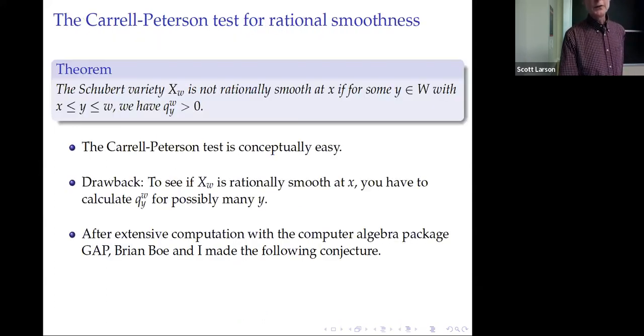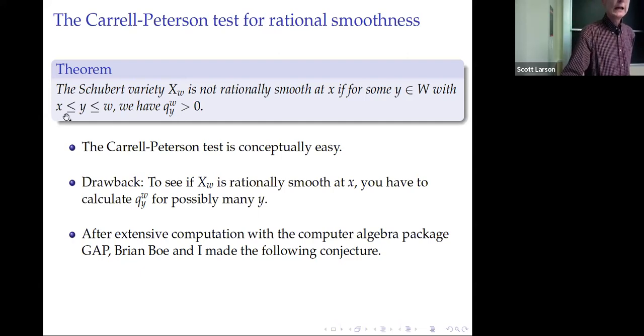So Carrell and Peterson proved the following theorem, which I'll state in terms of non-rational smoothness. XW is not rationally smooth at X if there's some Y in between X and W where QWY is positive. There are too many curves. So the way we think about it is that if it were smooth locally, it would look like a vector space. And the vector space would be the dimension of the manifold. Every T invariant eigenspace would be a T invariant line, and those would be the T invariant curves. So the excess number of curves is in a sense measuring the singularity, or is related to the singularity.